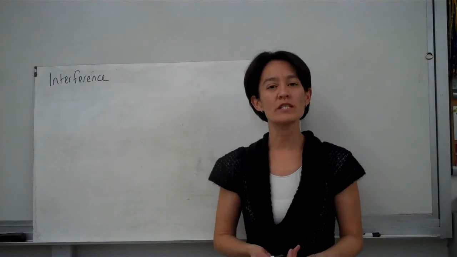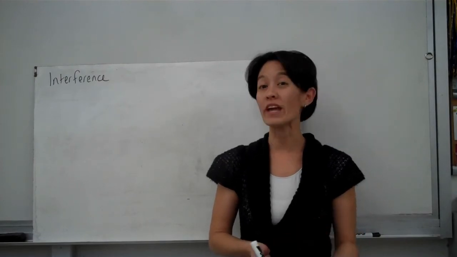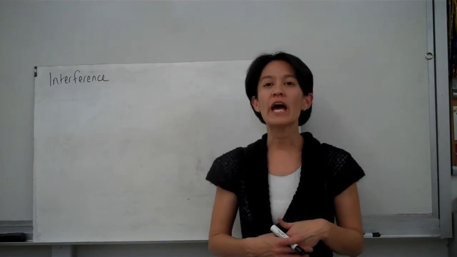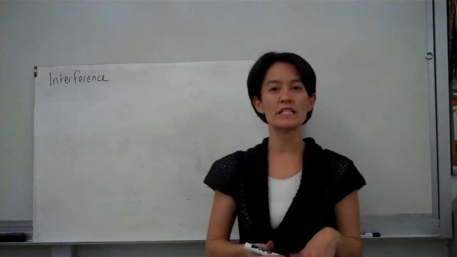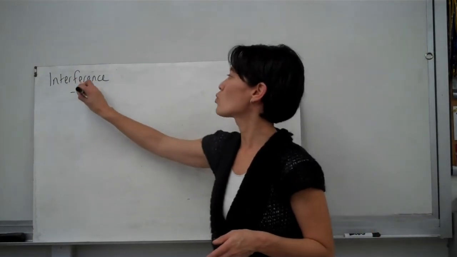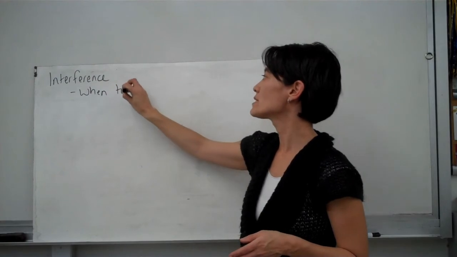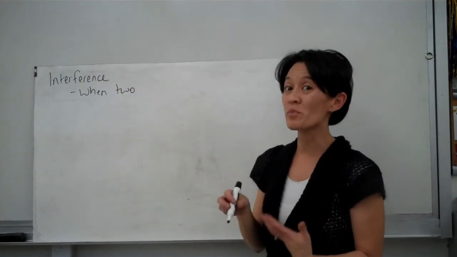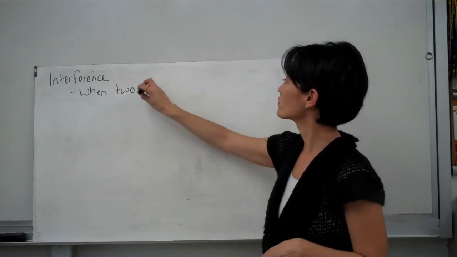Okay, so this lecture is meant to introduce you to some of the wave behaviors that can occur, and the one that we're going to investigate the most is this idea of interference. The definition of interference with waves is when two or more waves are at the same spot, same point in time.